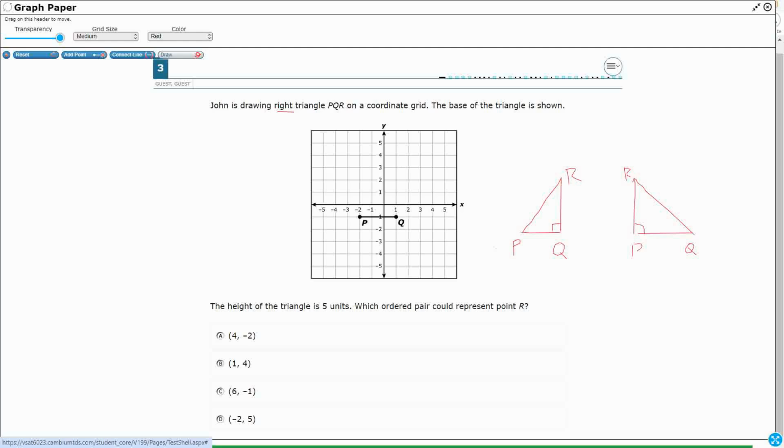So let's start with 5 units as the height, right? Since this is a right triangle, I can use the side length as the height. If it wasn't a right triangle, if it was something like this, then the height would be this imaginary line in the middle, and it wouldn't help me at all. But it's a right triangle.